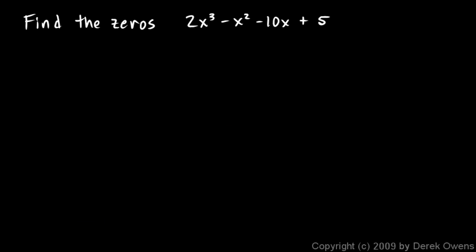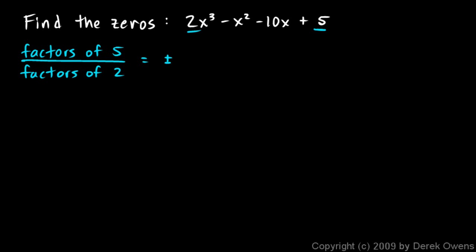Here's another problem. Find the zeros. 2x cubed minus x squared minus 10x plus 5. So I think factors of 5 divided by factors of 2, right there. Factors of 5 divided by factors of 2. Okay, factors of 5 are just 1 and 5. And factors of 2 are just 1 and 2.